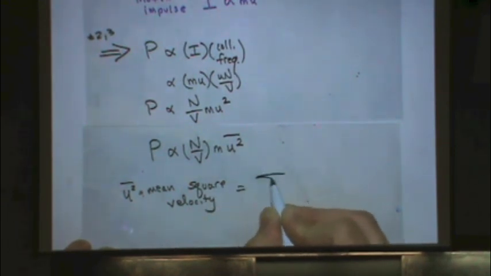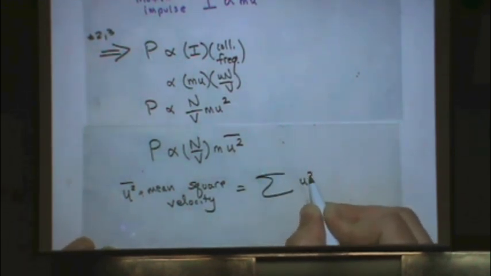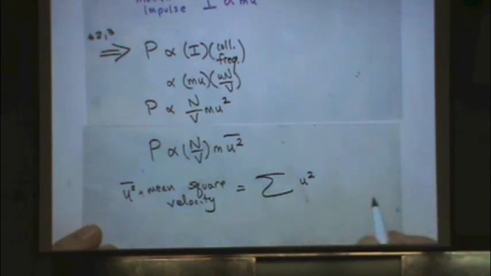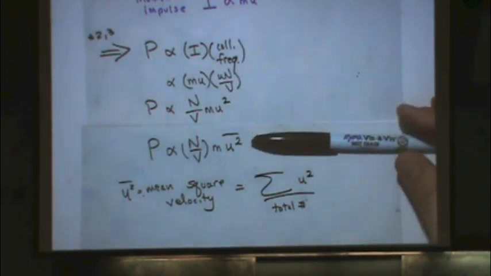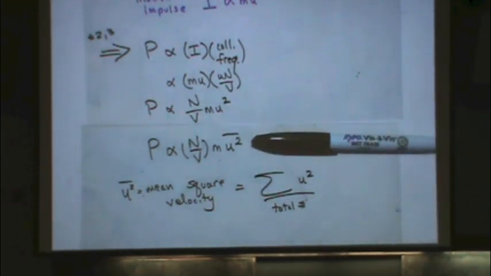And that is the sum of the u squareds over the total number of molecules, whatever you have. So it's the average of the u squareds. And again, the reason we're using this is because every molecule might not have the exact same velocity, but they'll have on average the same velocity.